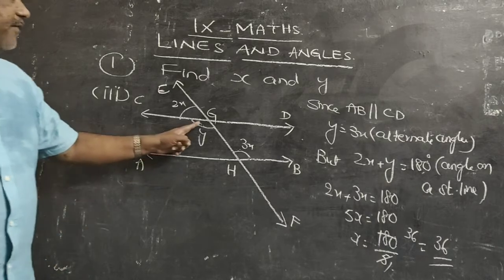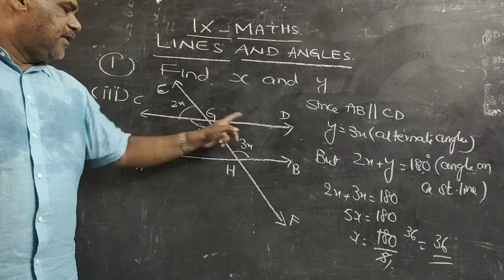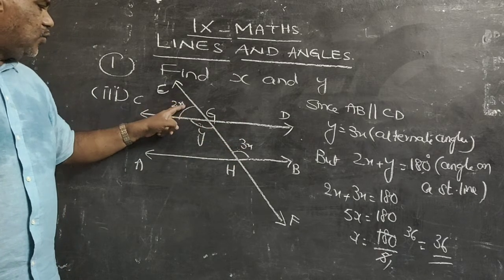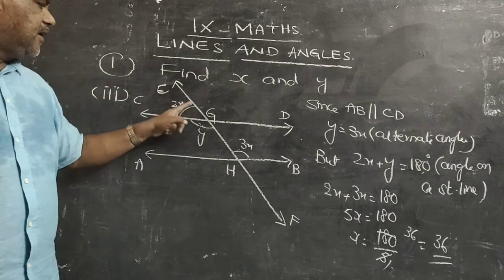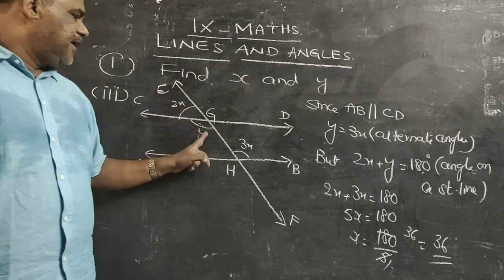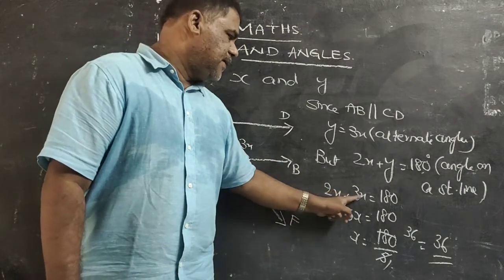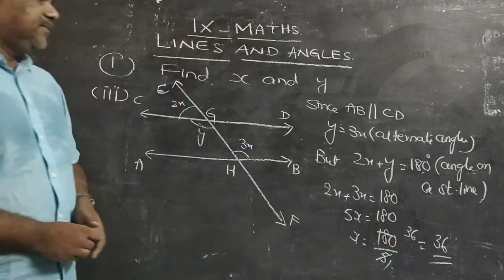So first you equate these two, y is equal to 3x because alternate angles are equal if lines are parallel. So y is equal to 3x. Now if you add 2x and y, that is 180 degrees, angle on a straight line. So 2x plus y is 180. In place of y you substitute 3x. So 2x plus 3x is 180. You will get x is equal to 36.